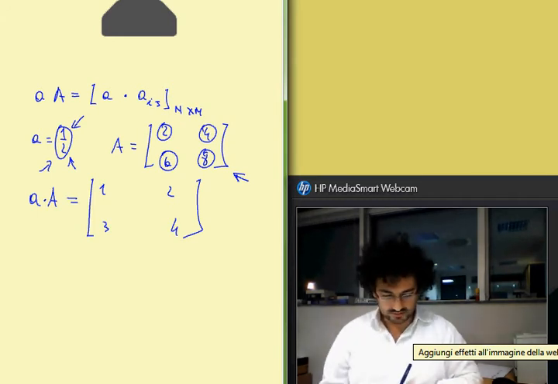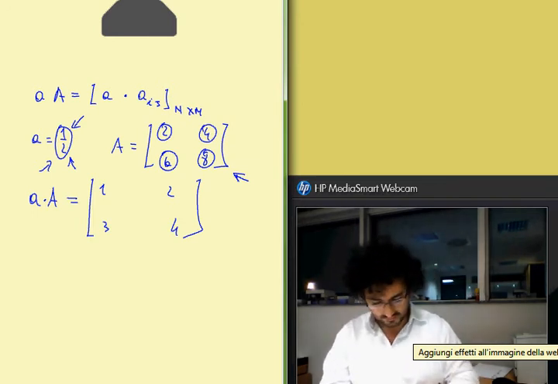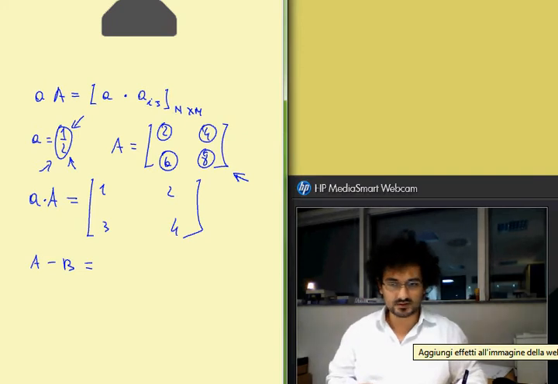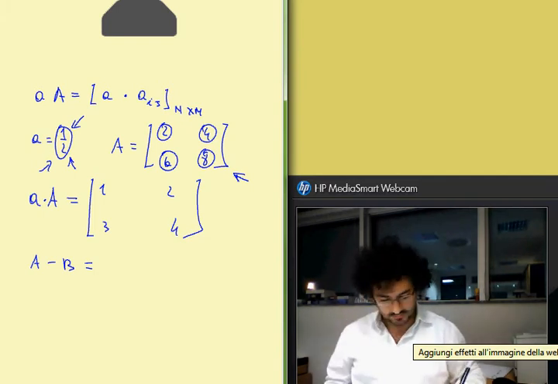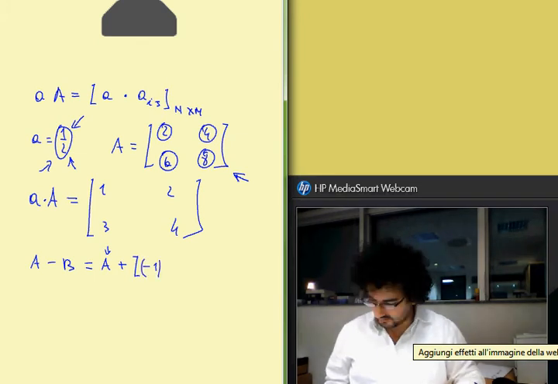We can introduce the difference between two matrices at this point. So, if we have two matrices, A and B, we can compute A minus B, but also in this case the number of rows of matrix A must be equal to the number of rows of matrix B, and the number of columns of matrix A must be equal to the number of columns of matrix B. In order to compute this difference, what we have to do is to add to the matrix A the scalar minus 1 multiplied by B.